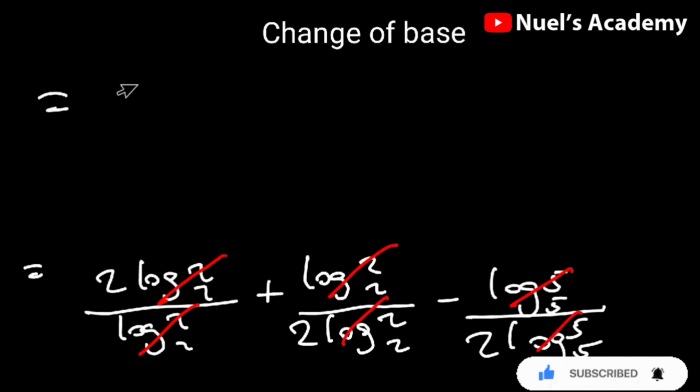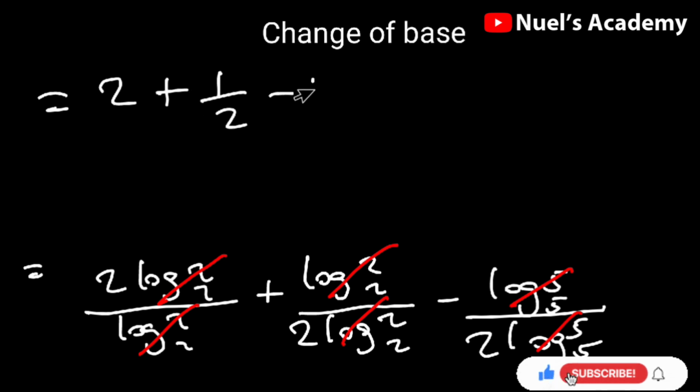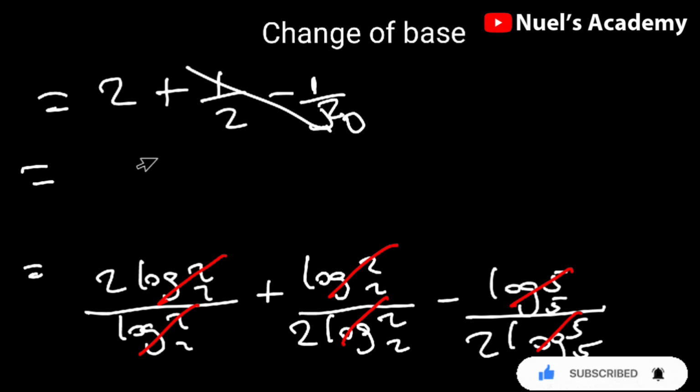So this will now be equal to 2 plus 1 over 2 minus 1 over 2. So 1 over 2 minus 1 over 2 is equal to 0. So our final answer is now equal to 2.